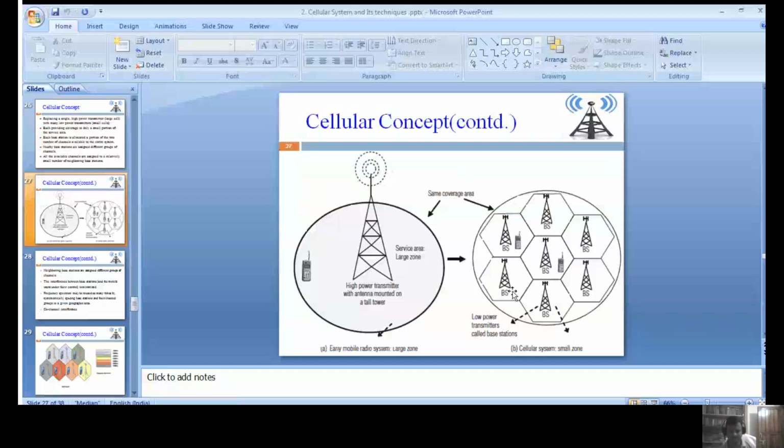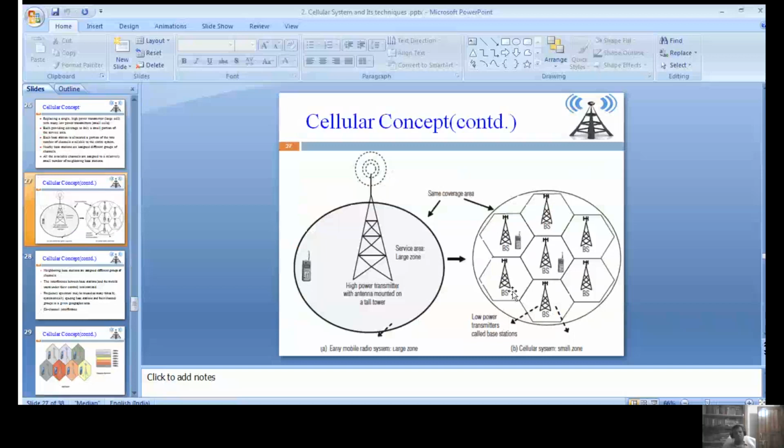N equals i squared plus ij plus j squared, where i and j are integers. Whenever i equals 1 and j equals 1, what is the N value? Likewise, you have to calculate for the other values. A cluster can be 3 cells, 4 cells, or 7 cells. Each and every cell has a different frequency.